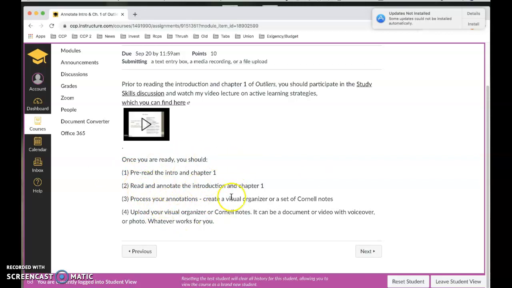And then what I want you to do is do those things when you read the introduction in chapter 1. And then what I'm asking you to do here is upload your process notes at the end. And you're not going to know what that means right now until you watch my video, and then you'll understand what I'm asking you to do. But basically, I'm asking you to pre-read the chapter, to then read it and annotate it, and then at the end, to process your annotations and your notes and just upload that here in this assignment.